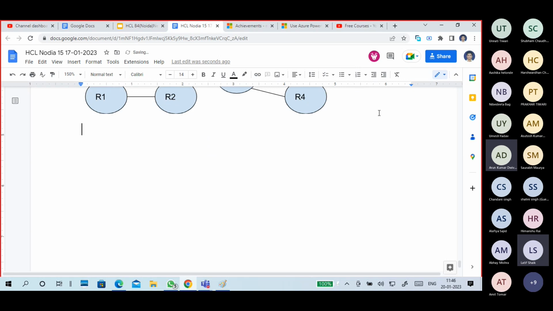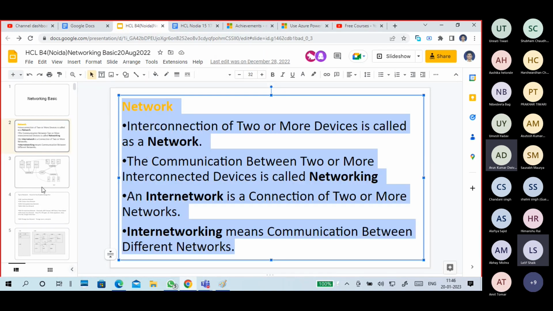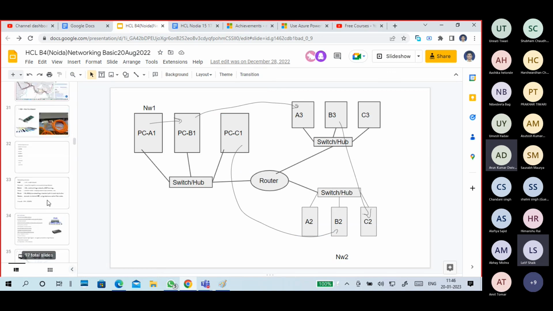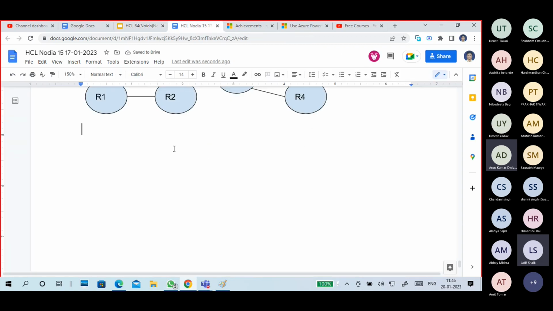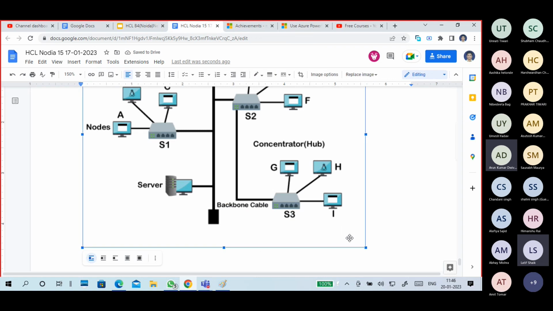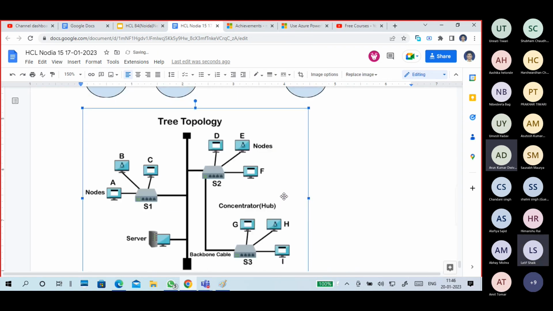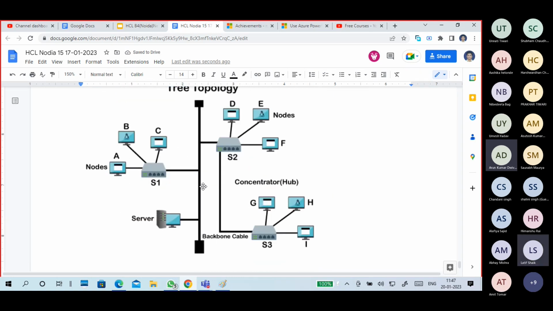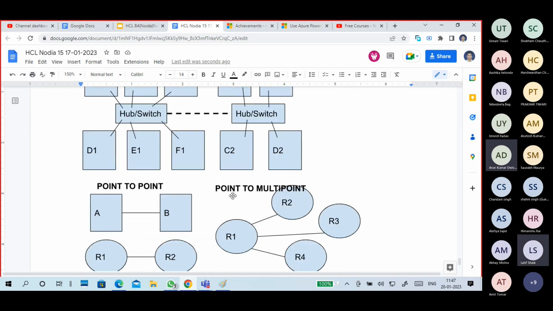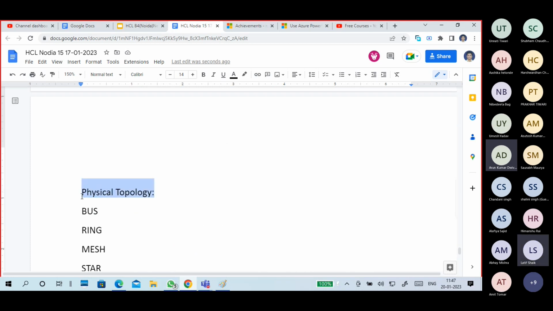And the last one is, guys, tree topology. This is a tree topology. People nowadays put this in a picture, that's why I'm putting it. See, this is the backbone wire. Different topologies or nodes are finally connected to the backbone cable. There are different networks connected to this backbone cable for communicating. So this is what we call a tree topology. Guys, these are your physical topologies.